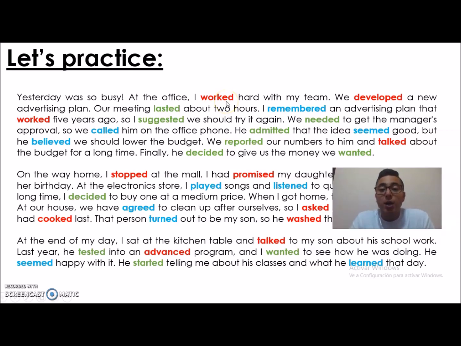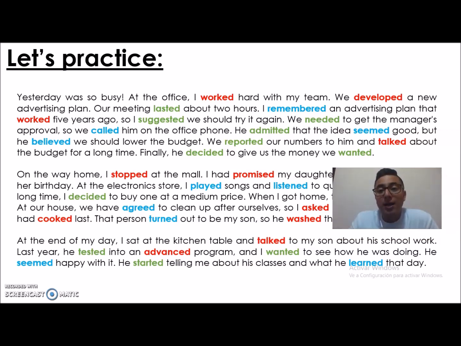So the red ones are the ones that are going to be pronounced with T. The blue ones are the ones that are going to be pronounced with D. And the green ones are the ones that are going to be pronounced with ED. So yesterday was so busy. At the office, I worked hard. We can say I worked hard, or we can say I worked hard with my team. We developed a new advertising plan. Our meeting lasted about 2 hours.